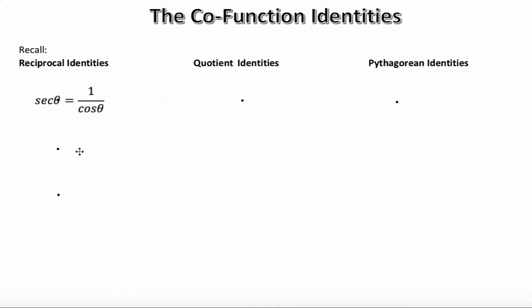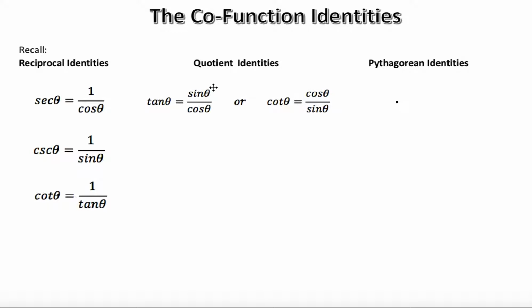We had the reciprocal identities, which are the three that we looked at last unit. So secant is 1 over cos, cosecant is 1 over sine, and cotangent is 1 over tan. We also have the quotient identities, which really it's just tan is sine over cos, or cotangent is cos over sine. Now we get the cotangent one just from our reciprocal identity. It's nice to remember that because it can help you with identities.